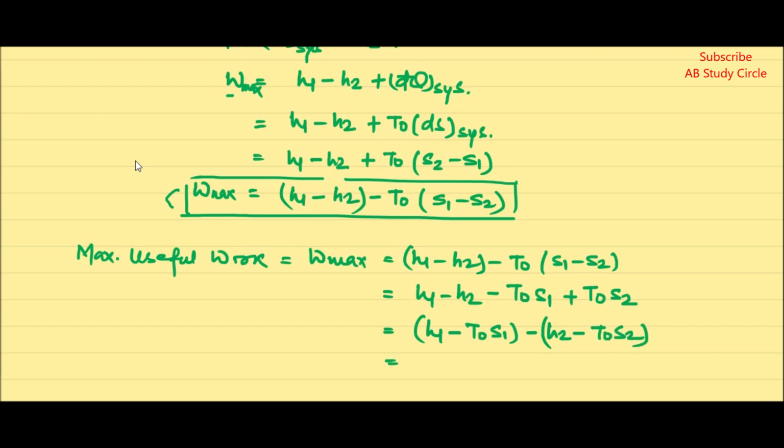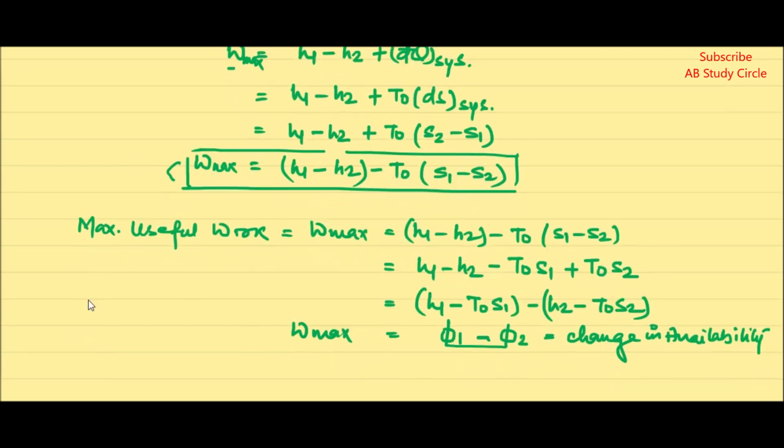That means when the system is at state 1 and in equilibrium with the surrounding, you have this as the availability phi 1, and this is when the system is at state 2 and in equilibrium with the surrounding, you have phi 2, and for a process you have phi 1 minus phi 2, and it is the maximum work, and this is the change in availability.